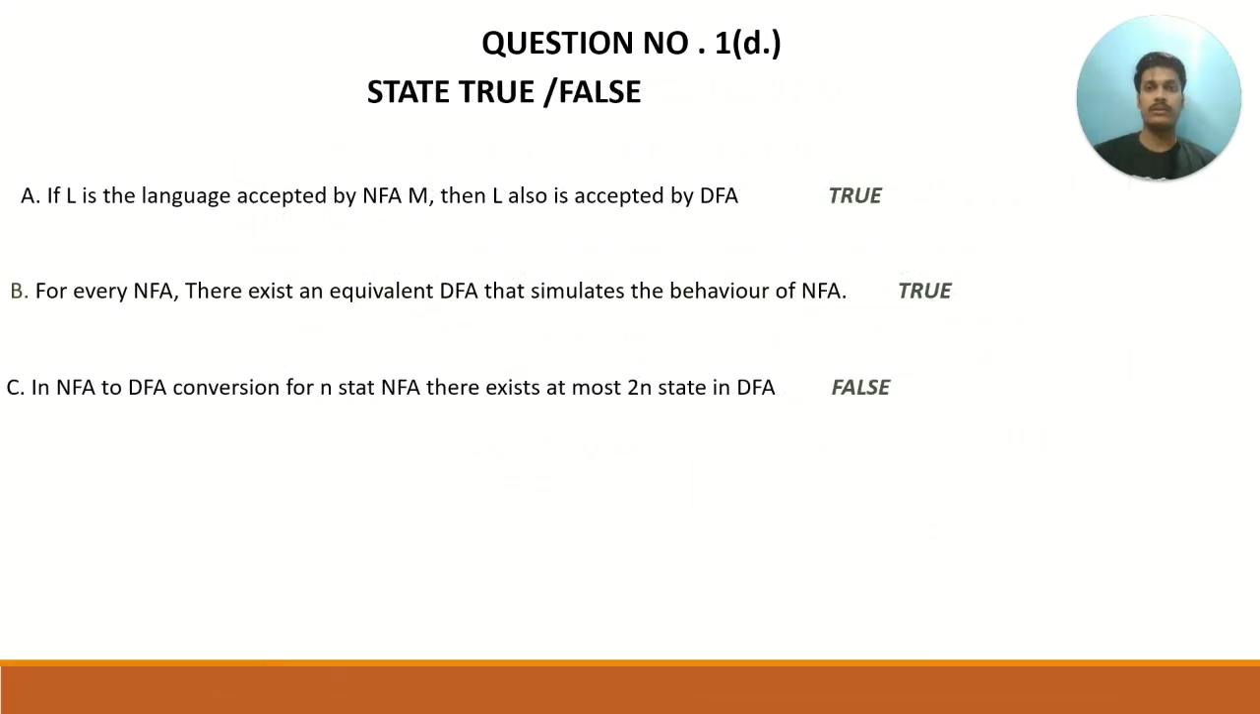True or false, which is the D part of question number one. If L is the language accepted by NFA, then L is also accepted by DFA. This statement is true. For every NFA, there exists an equivalent DFA that simulates the behavior of the NFA. That is also true. In NFA to DFA conversion, for an N-state NFA, there exist at most 2^N states in DFA. So that is false.